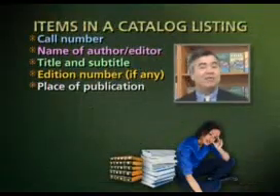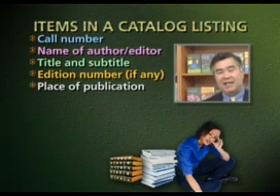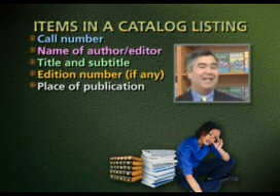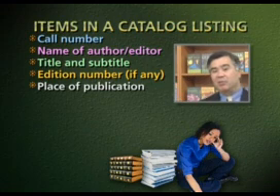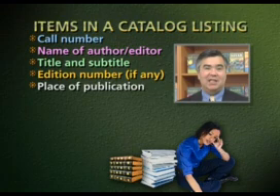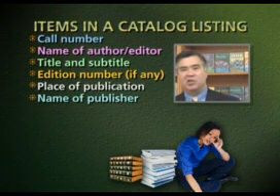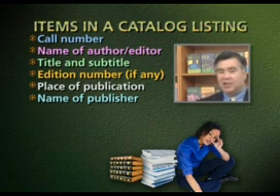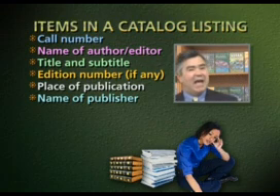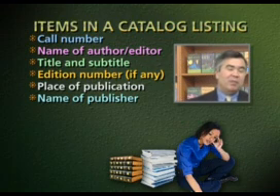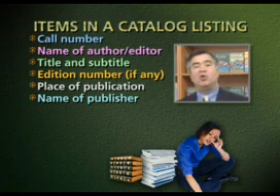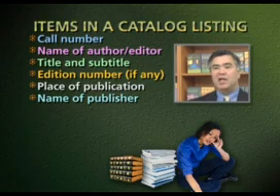Next, the place of publication. In the catalog listing, you will almost always find the city where a particular book was published. Write this down. You need this for your bibliographic information as well. The name of the publisher is also given. Write this down. You'll need it for your bibliographic information. And again, the name of the publisher may be relevant to deciding which reference materials to use. The reputation of different publishers may vary.